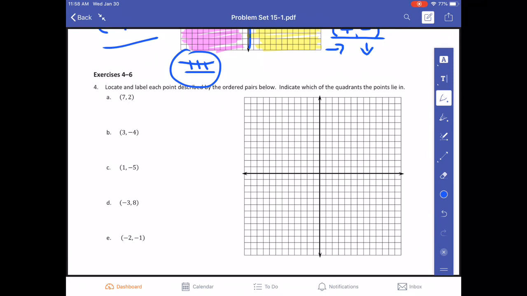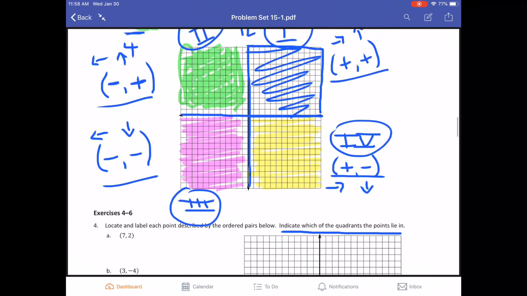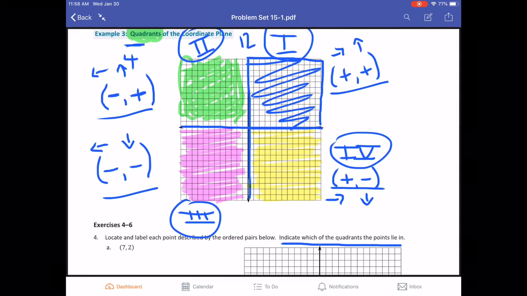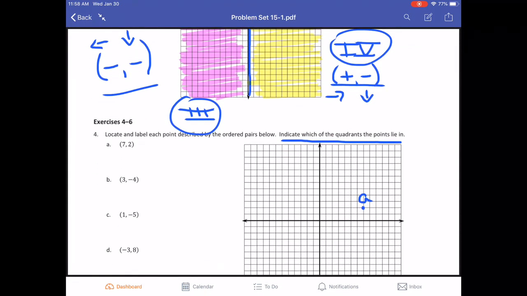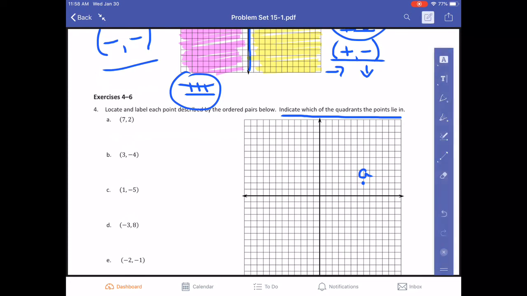(7, 2) is going to be 7. So I'm going to count 7 to the right of the origin. 1, 2, 3, 4, 5, 6, 7, up 2 to be right here. And I'm going to label that A because that's letter A. And then it also tells me to indicate which of the quadrants this lies in. Well, if I move back up here, any one that is labeled in blue looks like it would be in the blue shaded region. And that would be then quadrant number 1. So I'm going to put a Roman numeral 1 here for letter A.